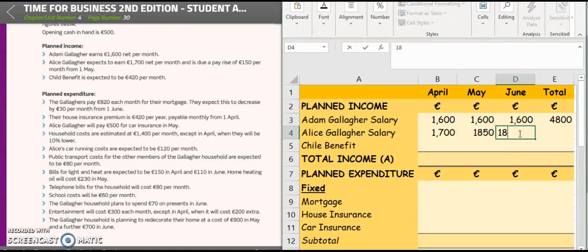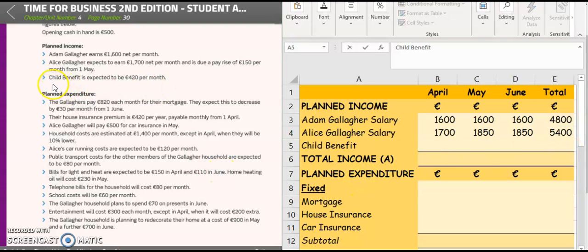And that's going to be for each of the months. So that's going to be for next month 1,850 because it's a pay rise. So for May it's going to be 1,850. For June it's going to be 1,850. And then we're going to add these 3 up. So in your calculator you're going to put 1,700 plus 1,850 plus 1,850. So she's going to earn 5,400 for those 3 months.